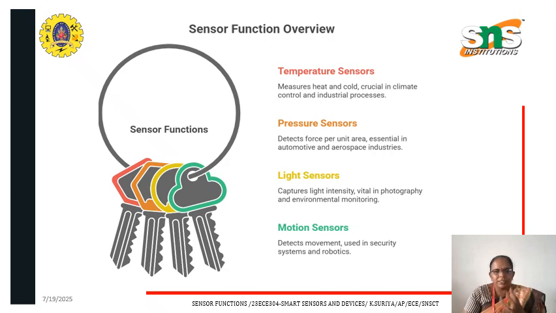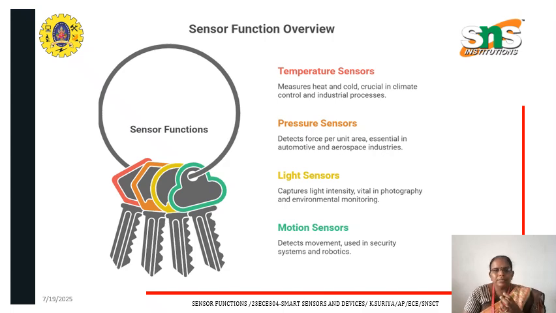Next one is the pressure sensors, which detect the pressure of gases or liquids. Some of the examples are piezoelectric sensors, which generate the electric charge under pressure, and strain gauge sensors, which detect the deformation caused by the pressure. It is used in tire pressure monitoring, industrial process control, etc.